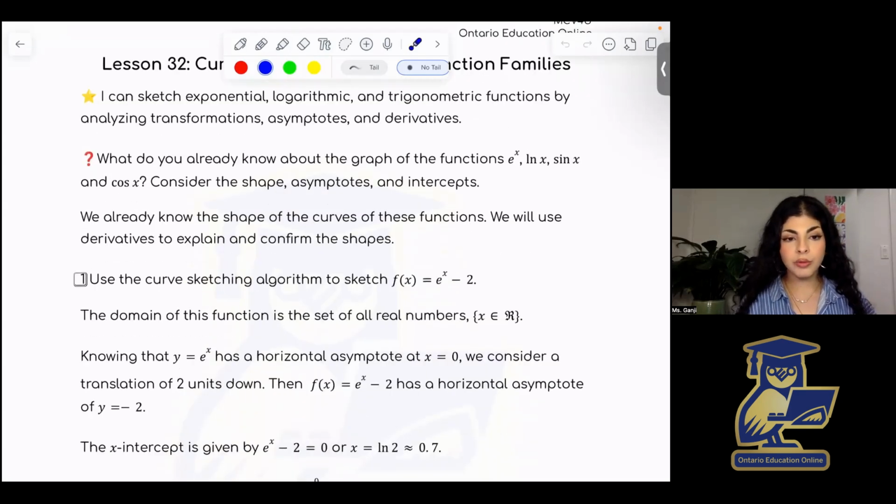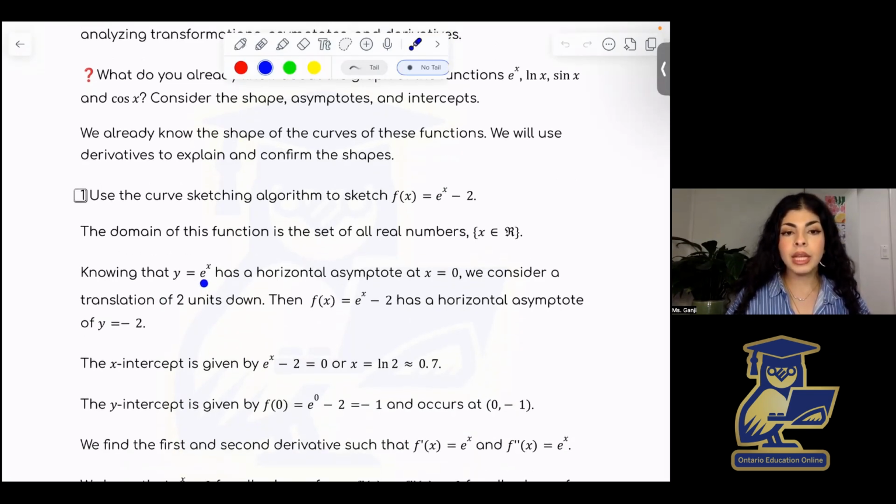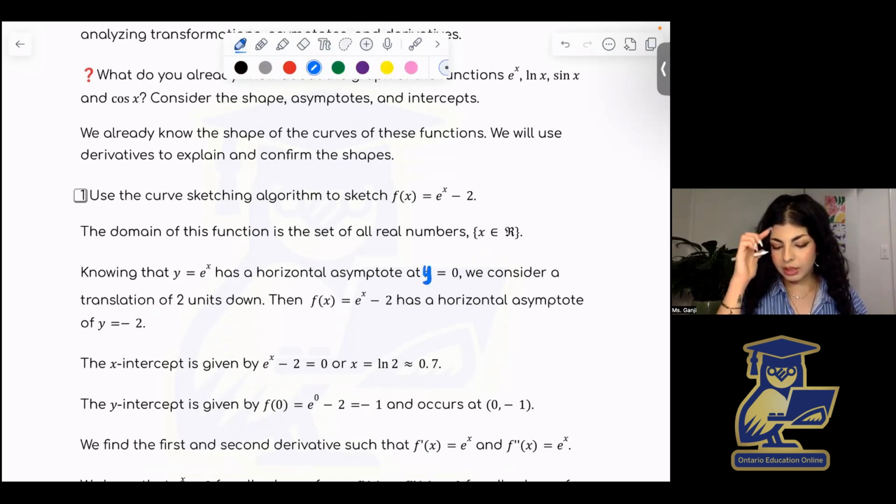So starting with our exponential functions, we are going to sketch the function f of x is e to the power of x minus 2. So this is the exponential function, and it is being translated 2 units down. So the domain of this is the set of all real numbers. So we can have x be any real number. And knowing that the exponential function itself has a horizontal asymptote at y equals 0, then when we consider a translation of 2 units down, we have now a horizontal asymptote at y equals negative 2. So this one should also be y equals 0 there.